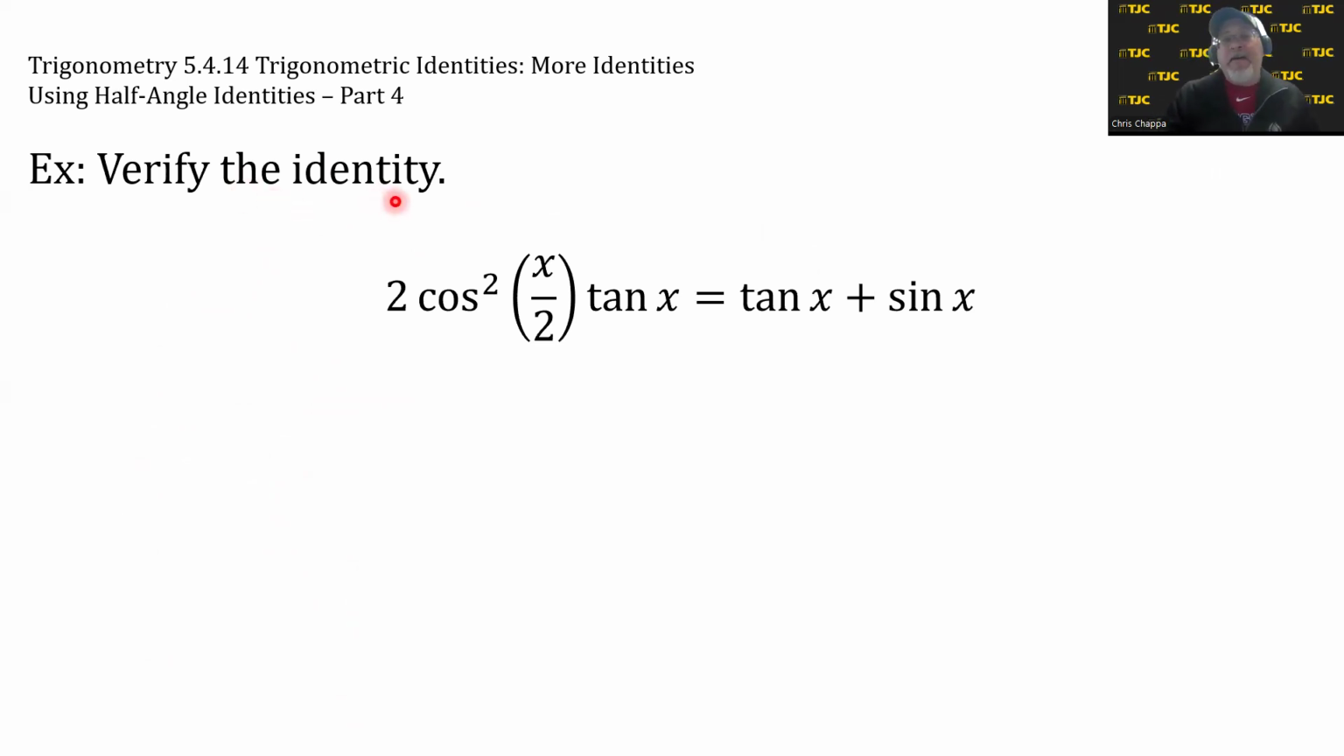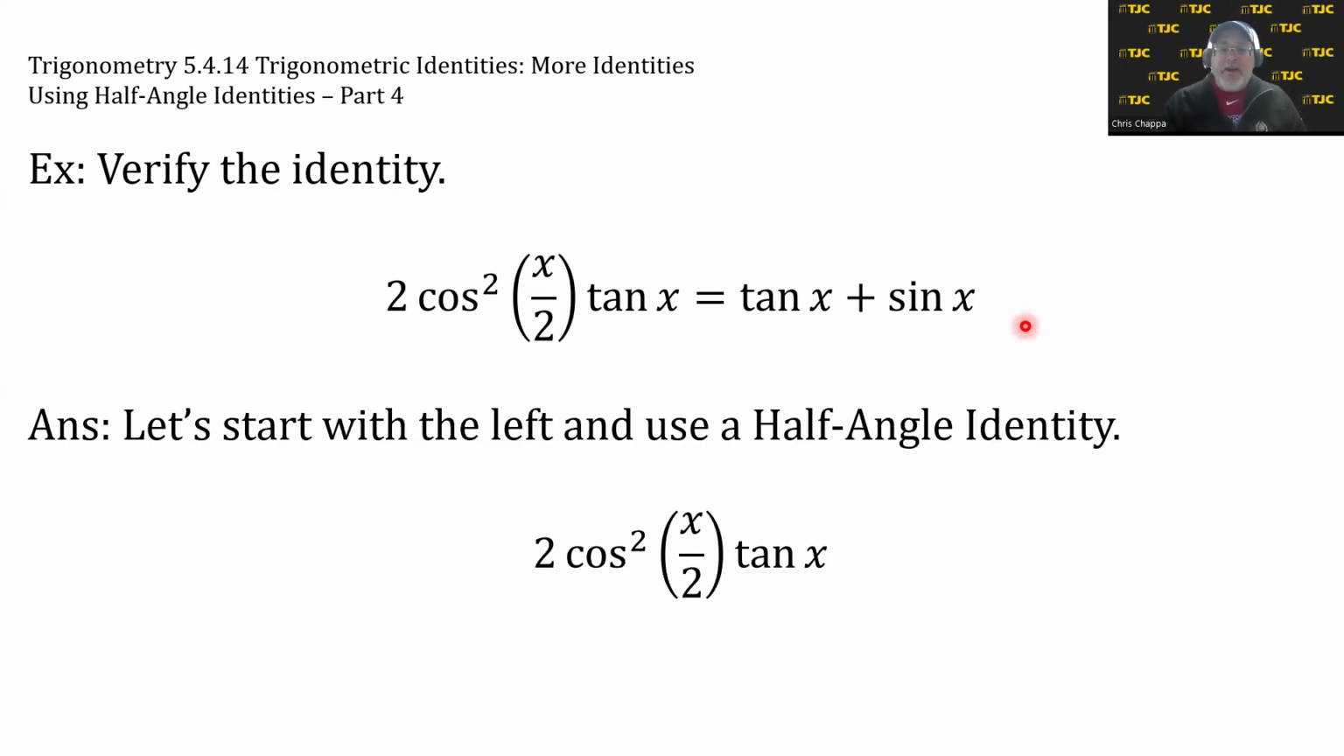For example, verify the identity: 2 cosine squared of x over 2 times tangent of x equals tangent of x plus sine of x. In typical fashion, we'll start with the left side of the identity. And notice that we have a cosine squared of x over 2, or rather the square of cosine of x over 2, which means we can use its half-angle identity.